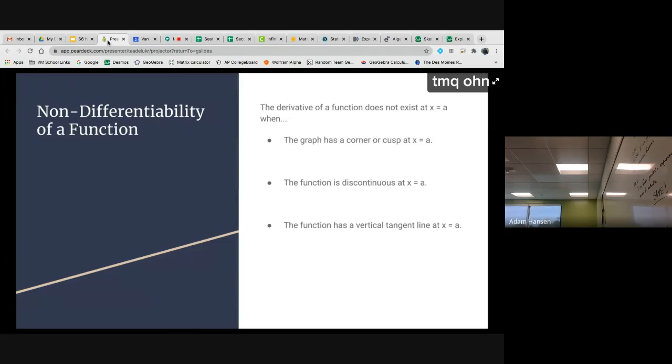Next, I know there is non-differentiability when the function is discontinuous at x equals a. How can the function have a tangent line at a point when there is no point on the graph? If it's not continuous there, then how can I put a tangent line there? So if it's discontinuous at x equals a, it's not differentiable. There is no slope of the graph at that point.